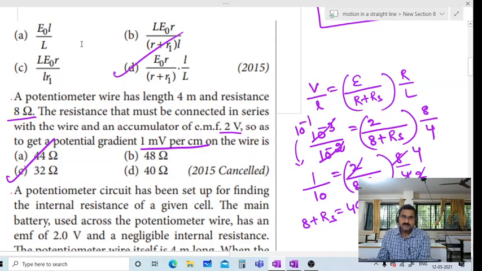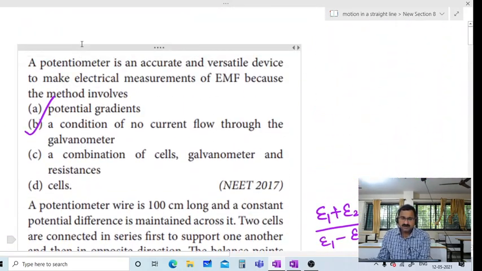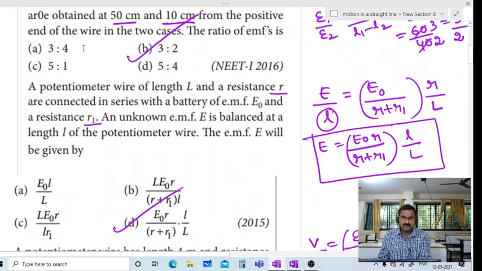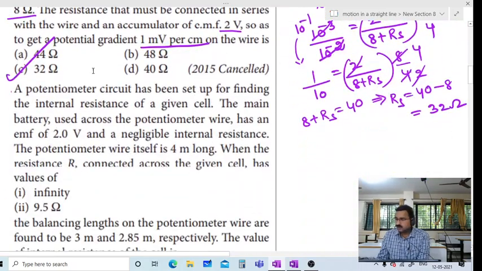So very simple question, see that one. So direct questions, what is the difficult question? They are asking nothing tricky, they are asking direct questions only. You have to remember this. Next one.